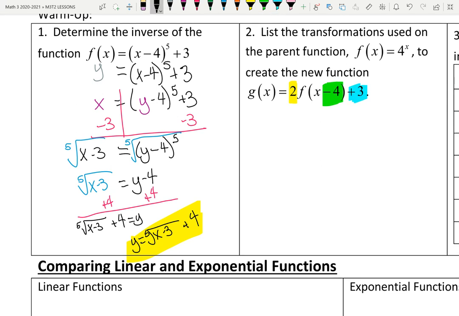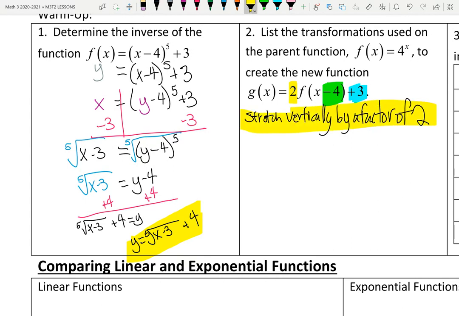So the 2 in front means that I'm going to stretch vertically by a factor of 2. So minus 4, this is going to tell me to go to the right 4, and then I'm going to go up 3. So even though I don't know what the graph of 4 to the x is, if I find out what it is, I can create a new function by following those 3 transformations.